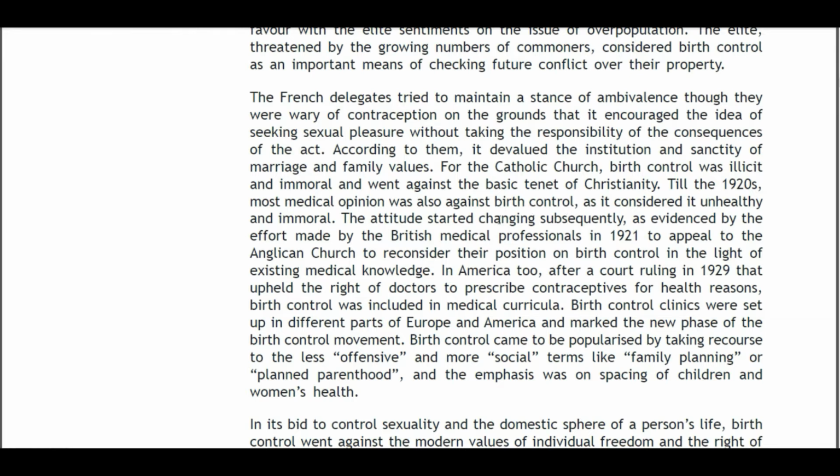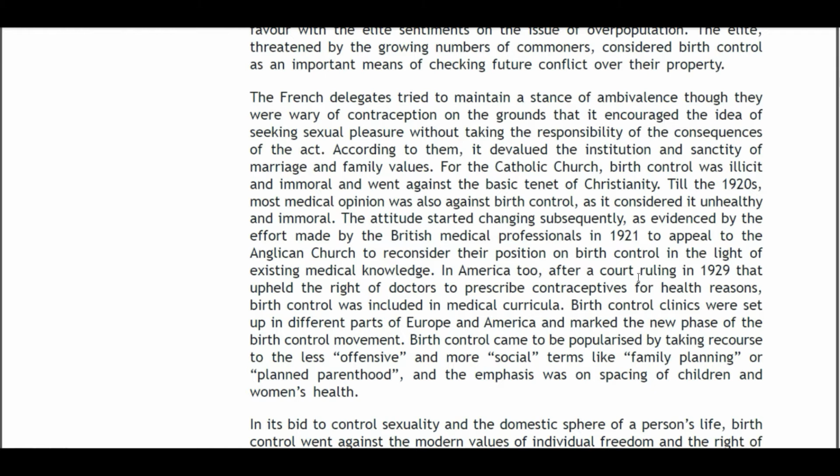The attitude started changing subsequently, as evidenced by the effort made by British medical professionals in 1921 to appeal to the Anglican Church to consider their position on birth control in the light of existing medical knowledge.